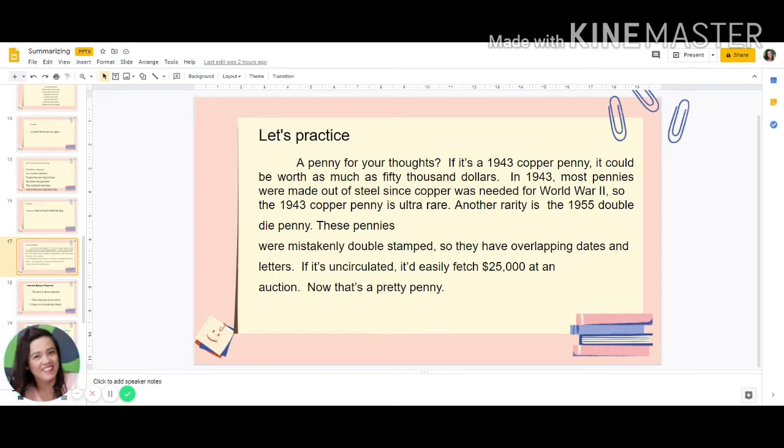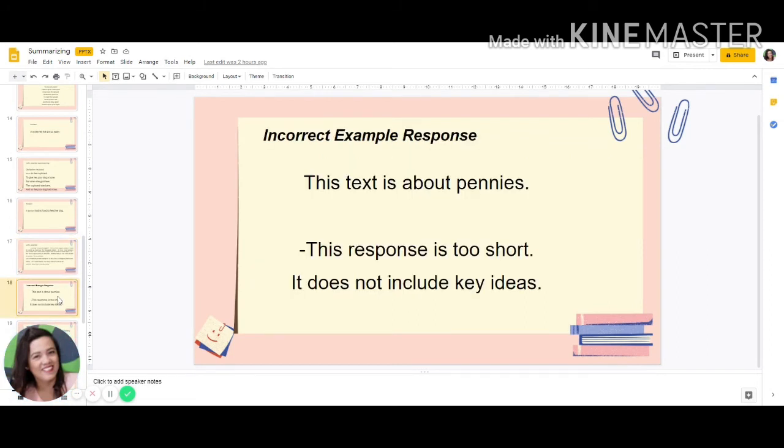So this is quite long, no? There are 2 paragraphs here. Now, how can we summarize this? Let's see answers. We have here, the text is about pennies. So this answer here is incorrect. Why incorrect? Because this response is too short and it does not include key ideas.